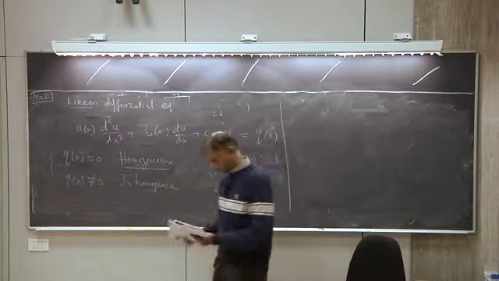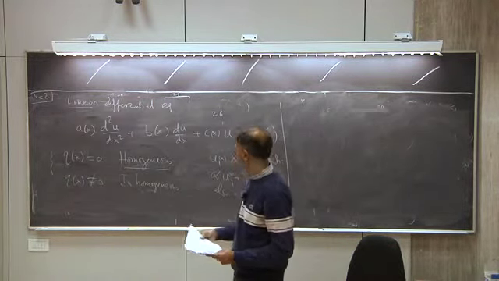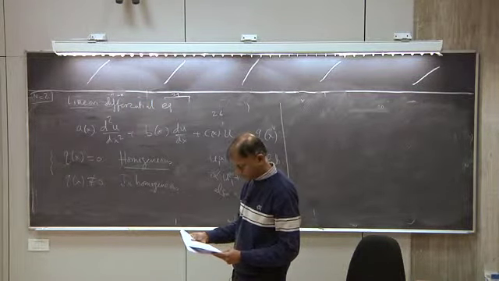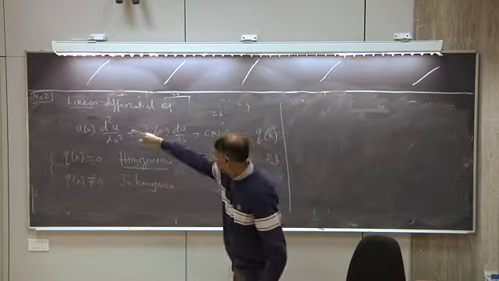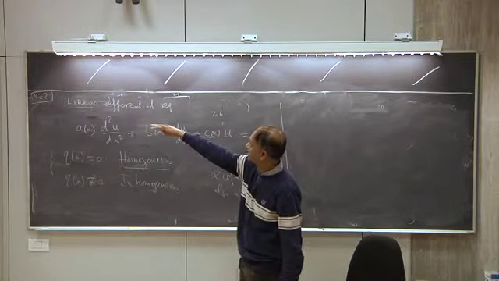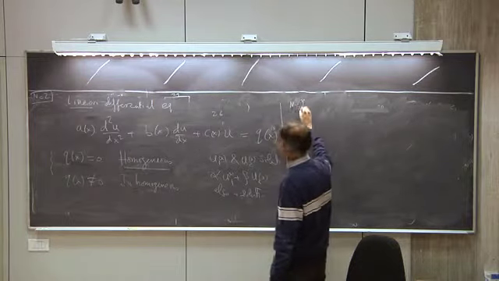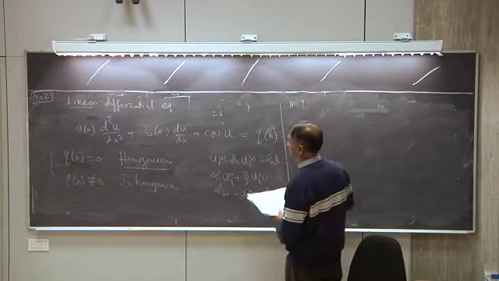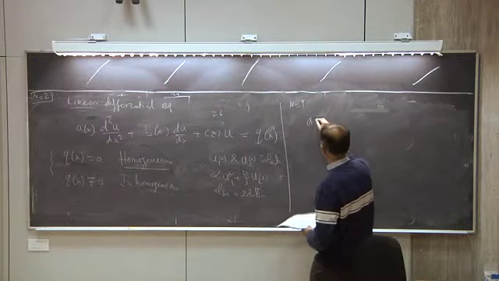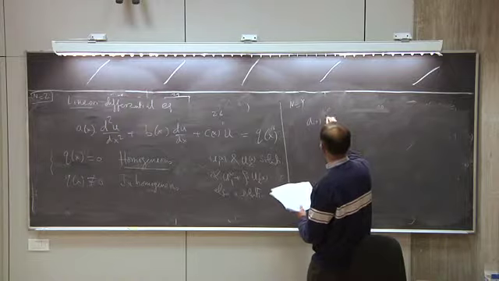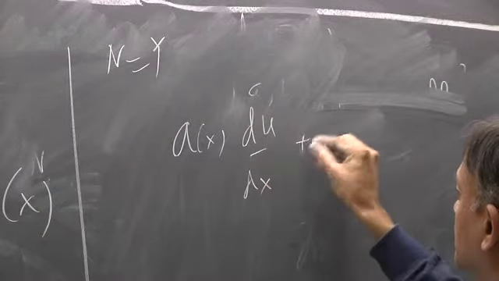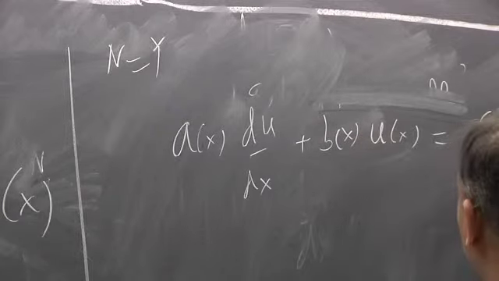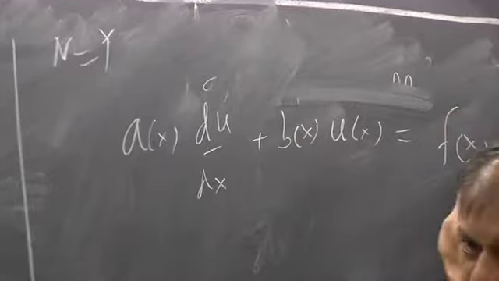Okay, so maybe I should just stop here. Even before discussing n equal to 2, which I will discuss next time, let's just look at the n equal to 1 case, the simplest case. That is the first order differential equation. So the only term is a of x du by dx plus b of x u of x equal to, say, f of x. This is now inhomogeneous. I'm considering a more general inhomogeneous equation.